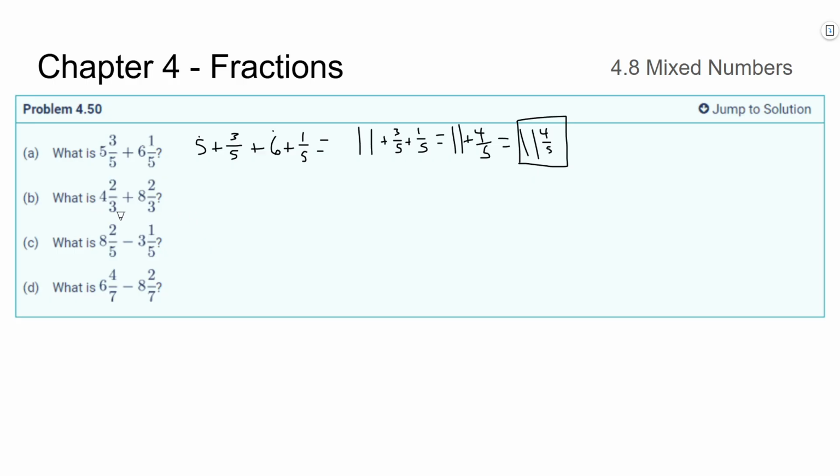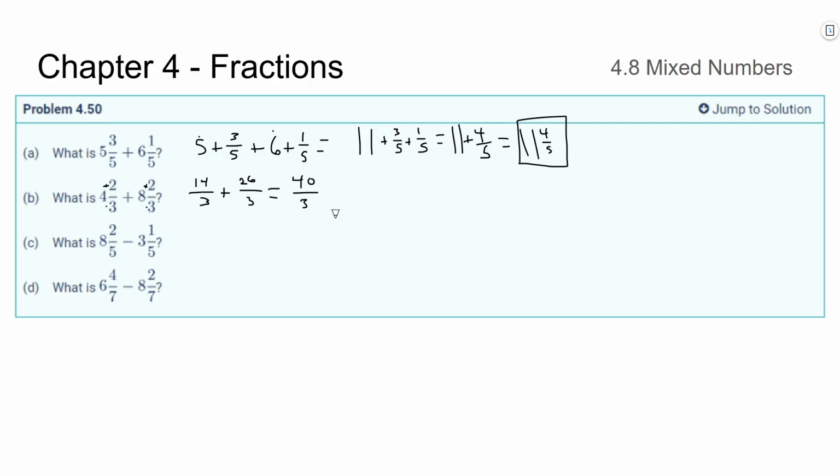Okay, so another way to do this one here, we could do it the same way, and that's fine. And actually, it would be pretty easy to do it this way. It would be 4 plus 8, and then 2/3 plus 2/3. But let's go ahead and convert these to fractions first. So 4 times, remember my trick here, 4 times 3 plus 2, and 8 times 3 plus 2. So 4 times 3 would be 12, plus 2 is 14/3, plus 3 times 8 is 24, plus 2 is 26/3. Add these together, and we have 40/3.